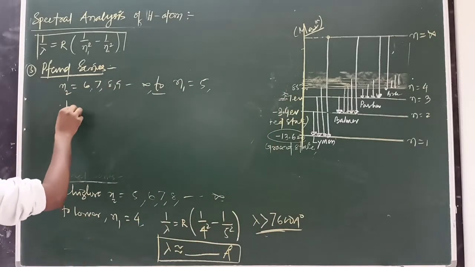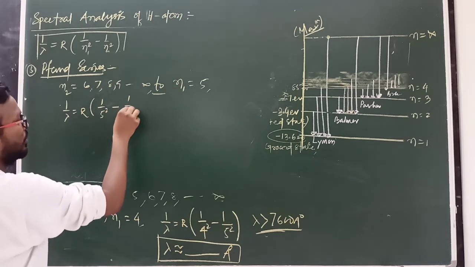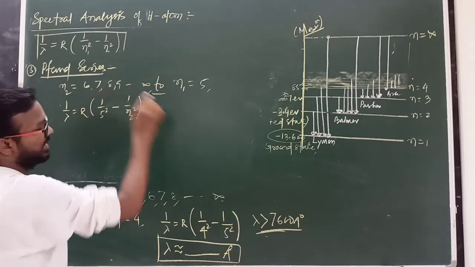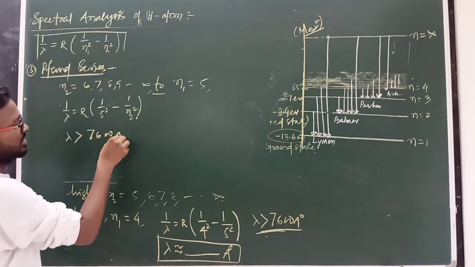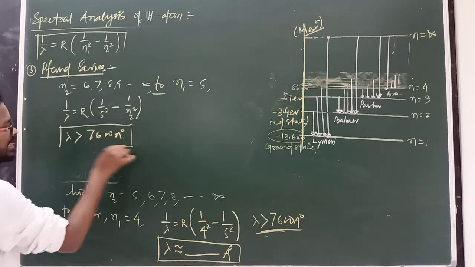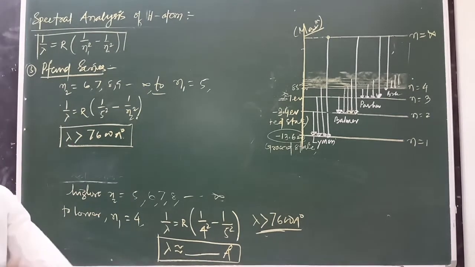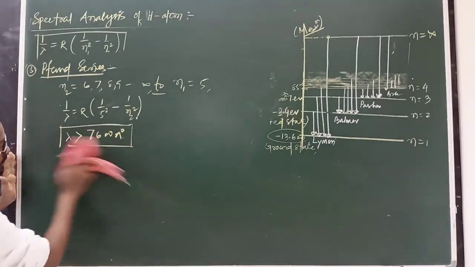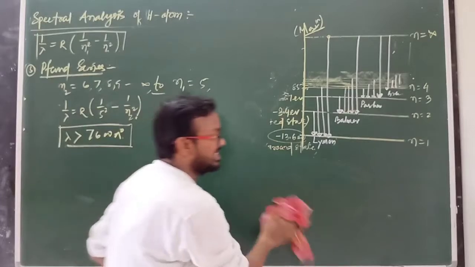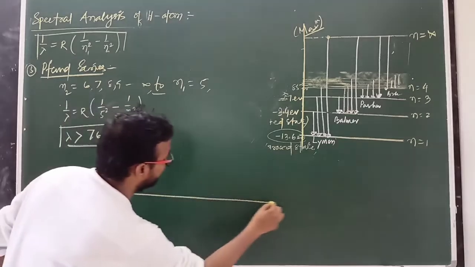So in this case 1 by lambda equal to R into 1 by n1 square, n1 is here 5, so 5 square, minus 1 by n2 square, n2 you can use 6, 7, 8, 9, any value, but this lambda will be greater than 7600 angstrom. If you use the value then you will get a wavelength, and which region does this wavelength lie in? This infrared region, clear? So this is the spectral series of the hydrogen atom. You have to remember which series lies in which region of the electromagnetic spectrum.